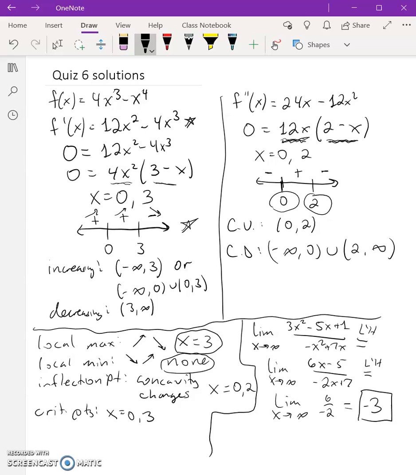This is the type of work that I would be expecting you to show, especially down here with the limit for L'Hopital. So this is what I'd be looking for with L'Hopital's rule questions.